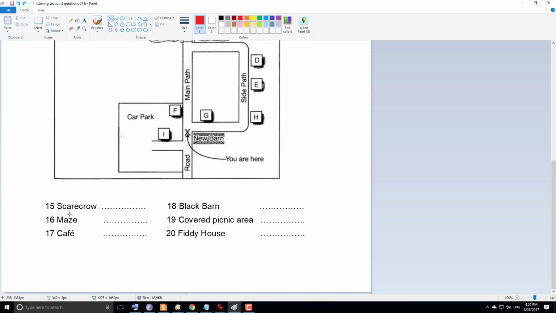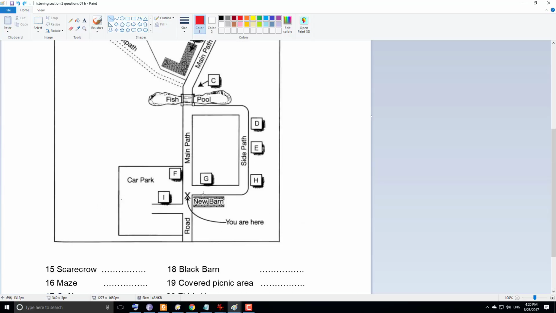Secondly, these things that we see listed here, these places, you will hear them discussed in order. So we will hear someone talking about the scarecrow before we hear them talk about the maze, the cafe, the blackboard, and so on. So these you will all hear in order. These names will not be paraphrased in any way. You will hear them exactly as you see them here. So we can quickly look at these, think about how they're pronounced, but then we'd better move on and look at the features of the map.